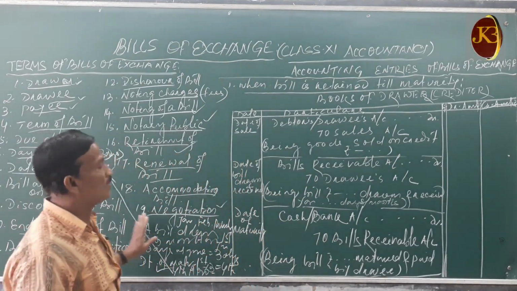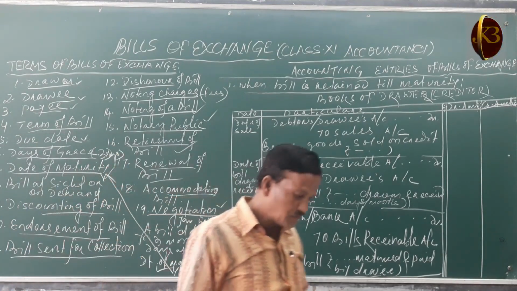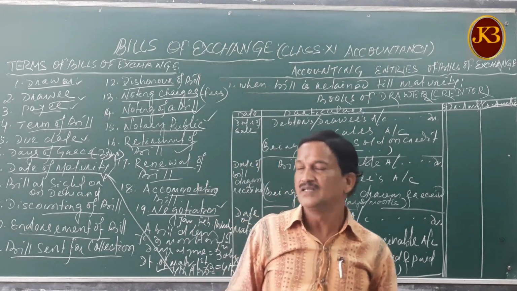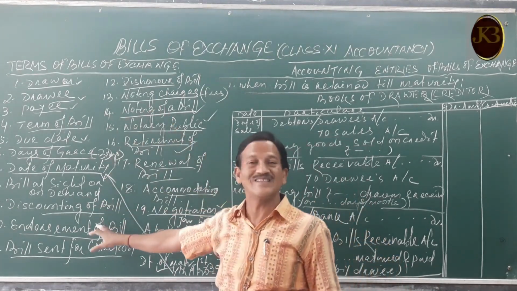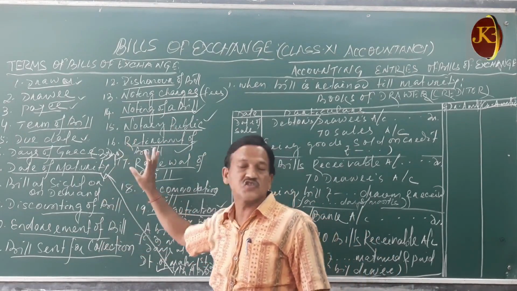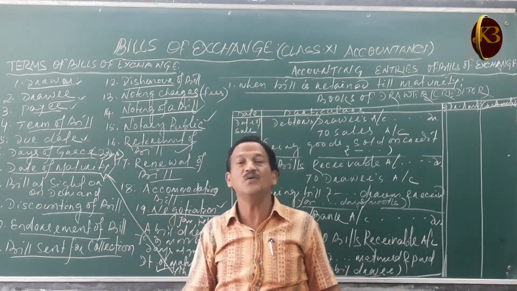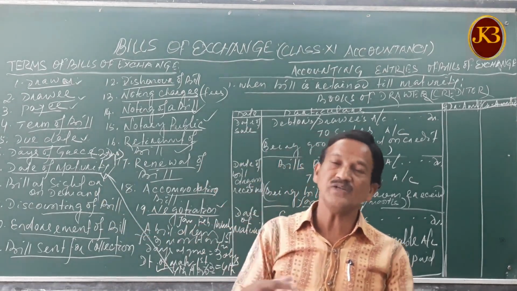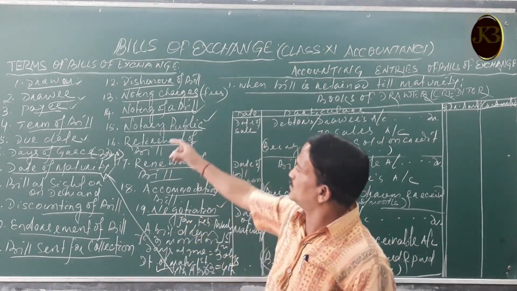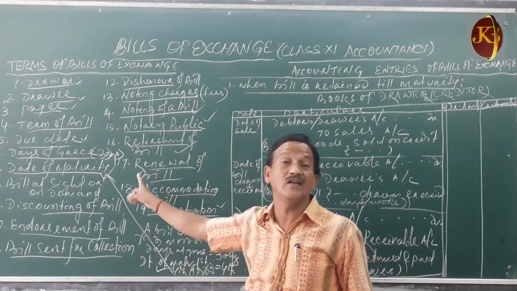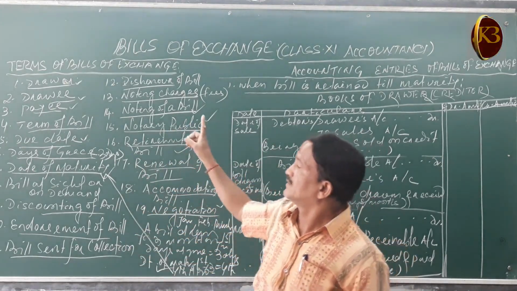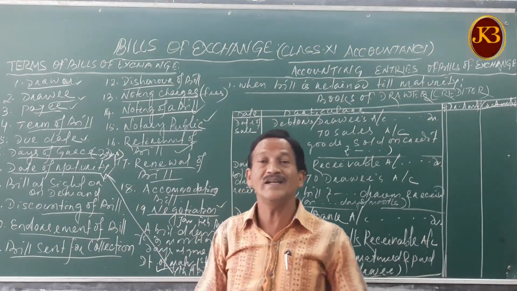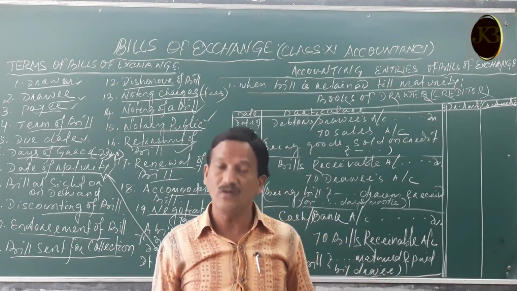So this is about the terms used for the bills of exchange or the promissory notes. Hope you have understood these terms clearly. These terms are important for the accounting entries of the bills of exchange. For accounting purposes, we need those terms to be clearly understood. If there is any doubt in those terms, then certainly your accounting treatment, accounting entries will be wrong.